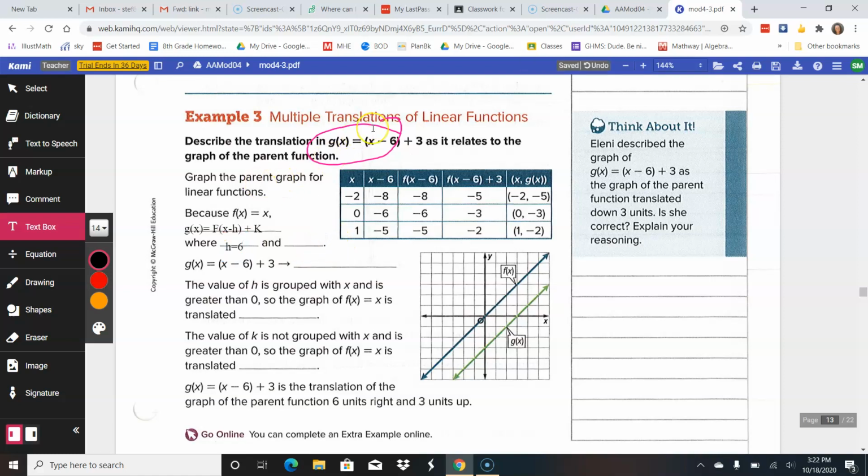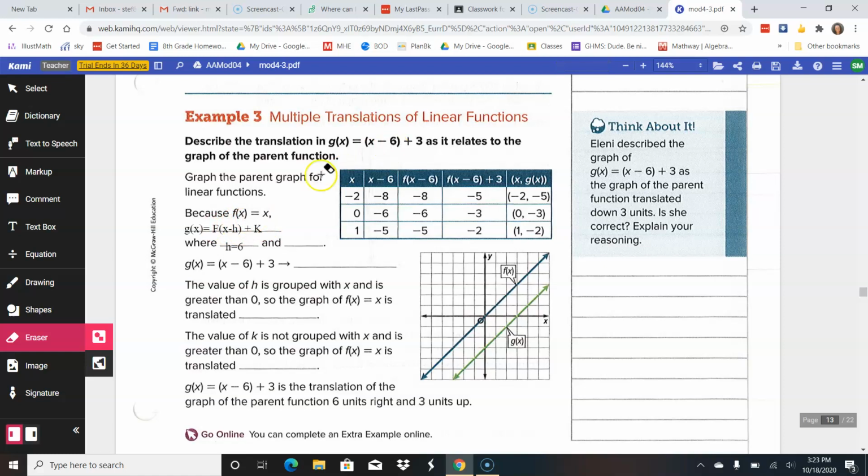Okay. So I'm looking at this graph here. G of x equals x minus 6 plus 3. Describe this translation as it relates to the graph of the parent function. Here's my parent function, f of x equals x. Now, if I'm going to use it in terms of how they have it set up like this, I know that g of x now equals my f of x, which is x minus 6, right?